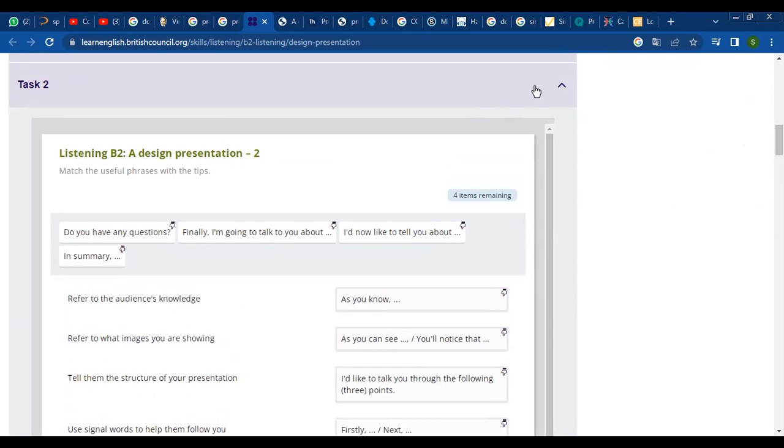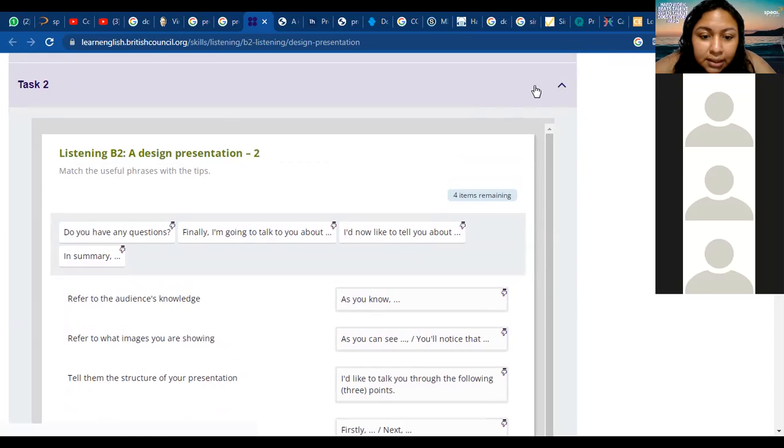We're going to tell them that we're moving on, that we're going to continue. Like, I've already talked about this, so let's switch to the next part. What phrase can you use? And finally, I'm going to talk to you about.